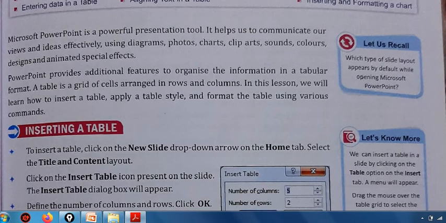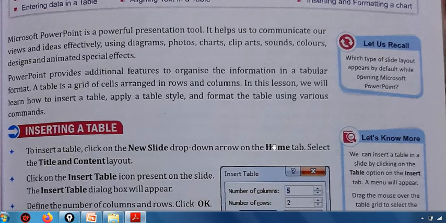PowerPoint provides additional features to organize the information in a tabular format, right? In this chapter, we will see how a table is inserted. A table is a grid of cells arranged in rows and columns. We know a table is a combination of rows and columns. It is a grid of cells, right? Cells means what? In a table, each box is considered as a cell, right?